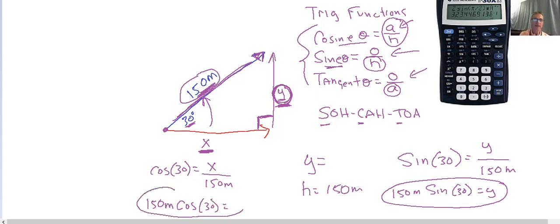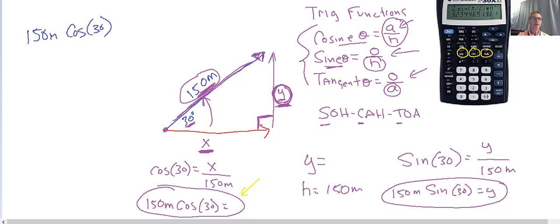Now, how do we figure out what these sines and cosines are? Well, if you have a TI-30X or any scientific calculator, they are all going to have the sine, cosine, and tangent functions on them. If we look at the calculator up above here, and I realize that it's not terribly clear, there's the sine function, the cosine function, and the tangent function. So if I want to know 150 cosine of 30, so 150 meters times the cosine of 30 degrees.